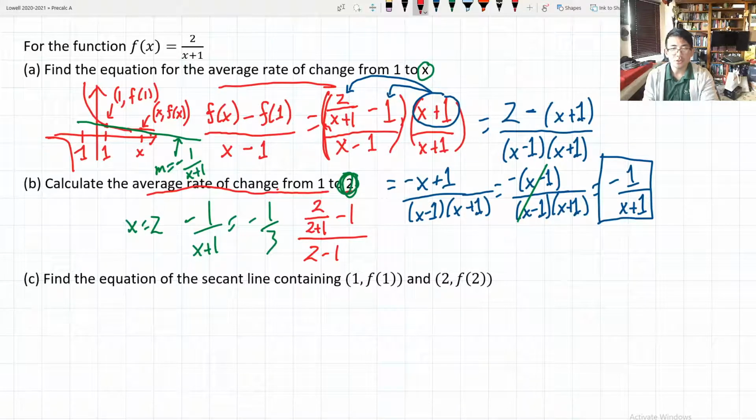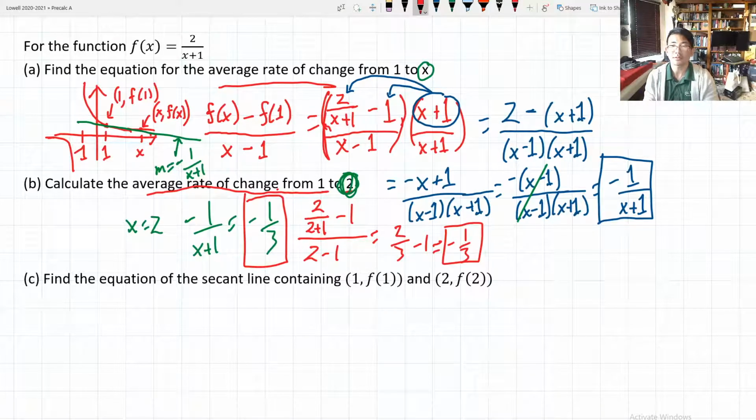So I'll plug in 2 over 2 plus 1 minus 1 over 2 minus 1. So let's see, 2 minus 1 is just 1, so I don't have to worry about that denominator there. Let's see, I'll get 2 over 3 minus 1. 2/3, take away a whole 1, that's going to be negative 1/3. And so we still get the same answer. It's just much cleaner if we simplify it first.